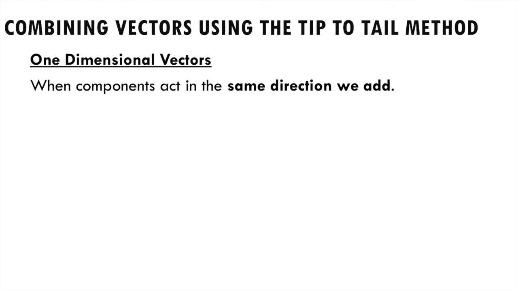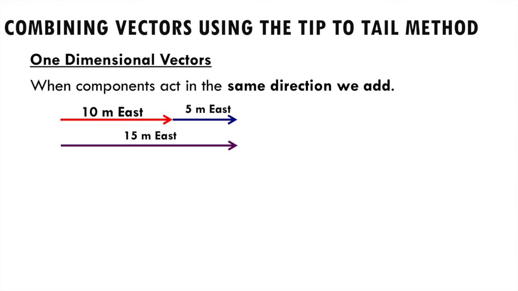Right? So when you're using tip-to-tail method, if you have vectors just going in one dimension, meaning they're just going horizontally or they're just going vertically, you can add the components up when they're in the same direction. So for instance, if I have a vector going 10 meters east, and a second vector, like this next component vector, is 5 meters east, then to get my resultant vector, I just have to add those together, and my resultant vector is just 15 meters east.